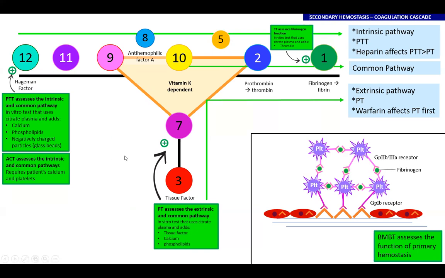And also remember to keep straight the difference between your primary hemostasis and your secondary hemostasis, and which tests specifically test for defects in each of those different parts of your hemostatic function. Okay, that's everything.